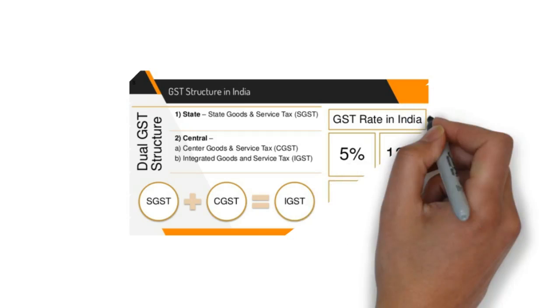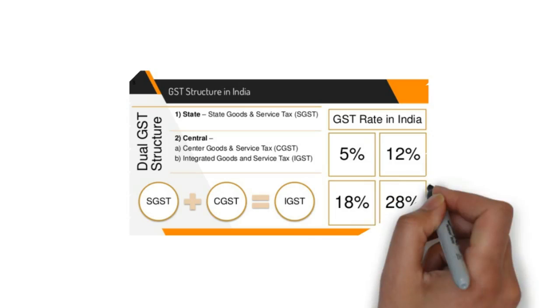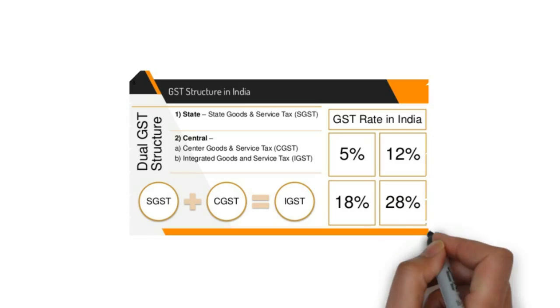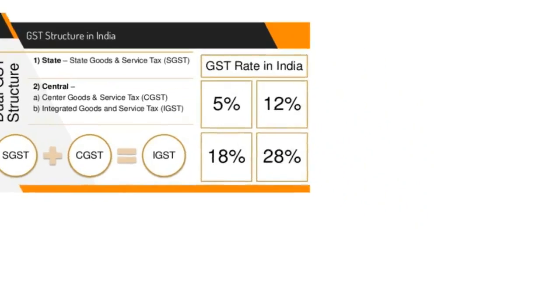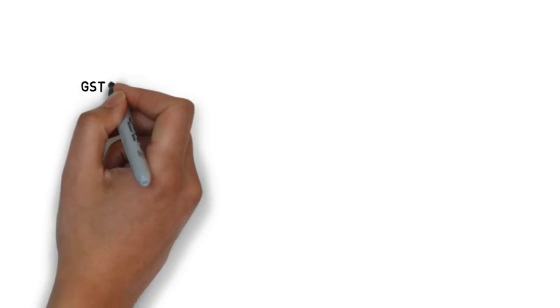Since two states are involved, the manufacturing state loses its revenue share in sales, which is taken over by the sales state because IGST is the sum of CGST and SGST of the sales state. So now the big question, does GST apply to me?